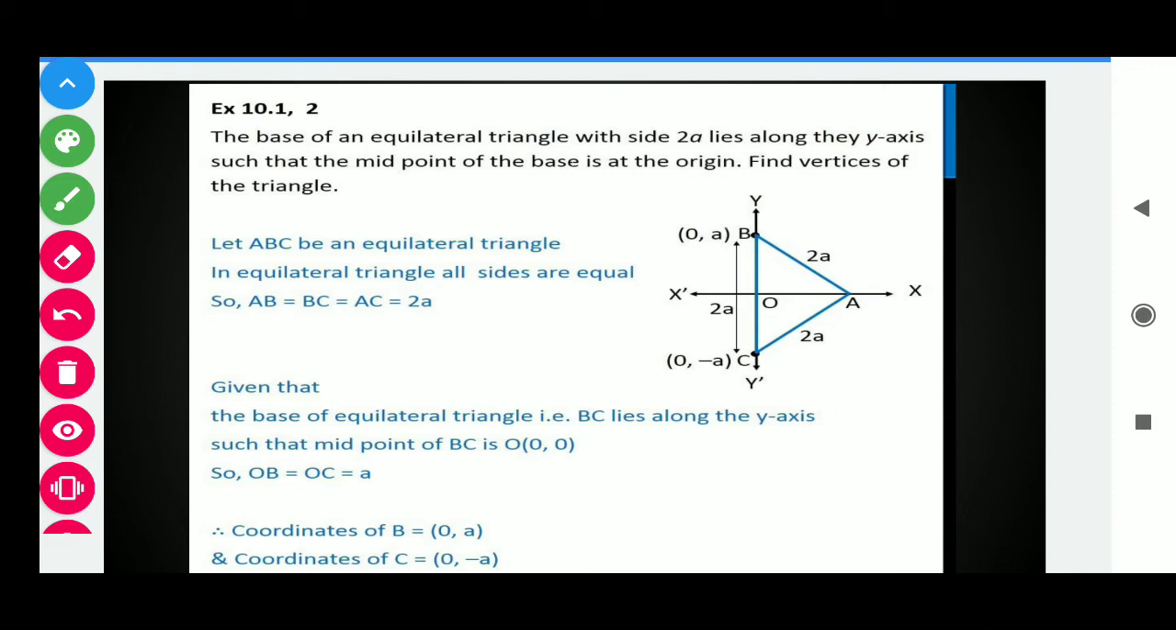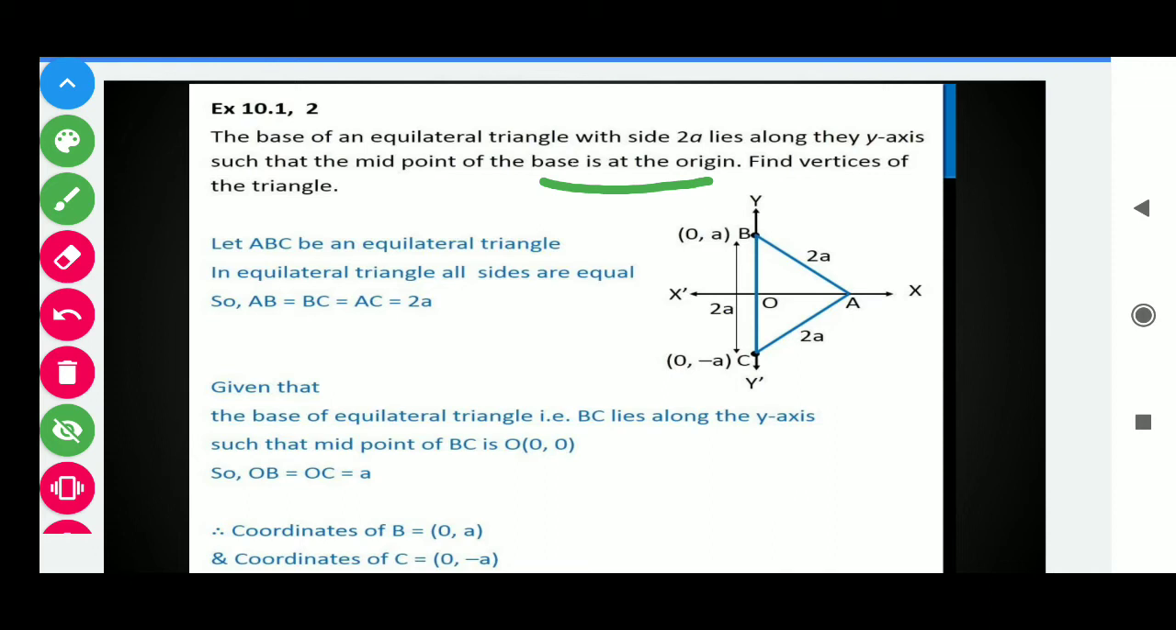So let's start with question number 2. The base of an equilateral triangle with side 2a lies along the y-axis such that the midpoint of the base is at the origin. Find the vertices of the triangle.